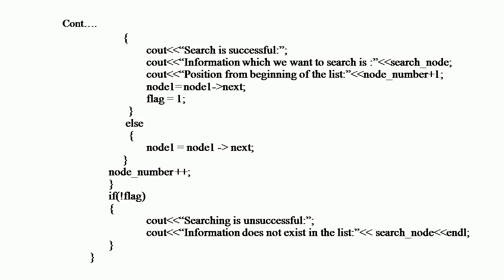Okay, curly braces closed, else, curly braces closed, else. Okay, curly braces: node1 = node1->next, curly braces closed, node_number++. Okay, curly braces, if not flag, cout searching is unsuccessful. Okay, cout information does not exist in the list, curly braces close, curly braces close.